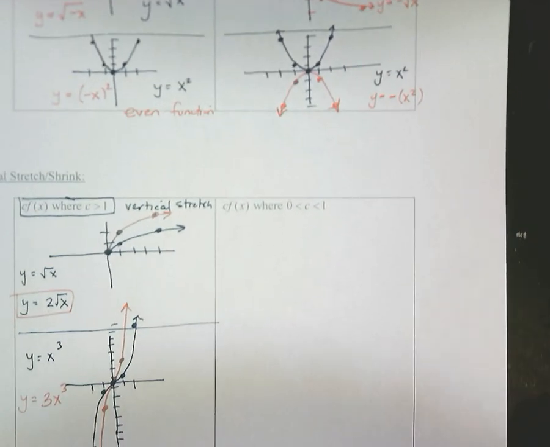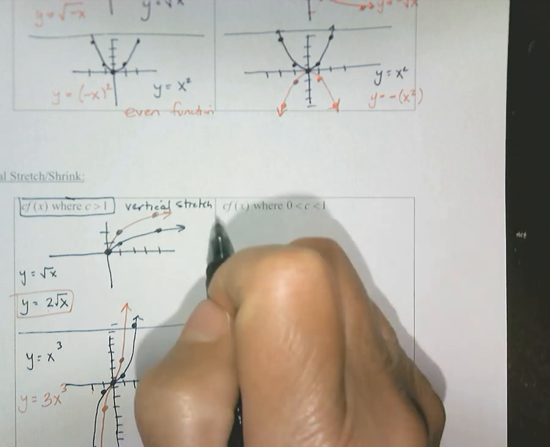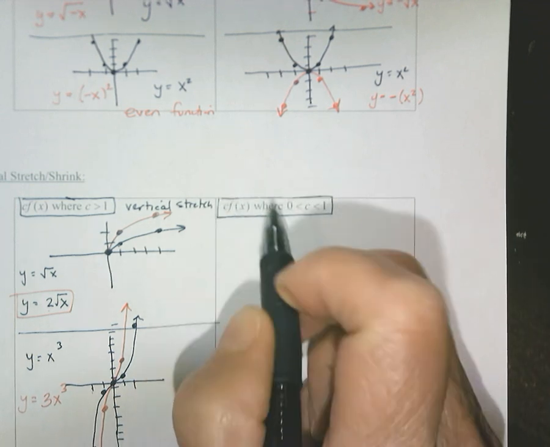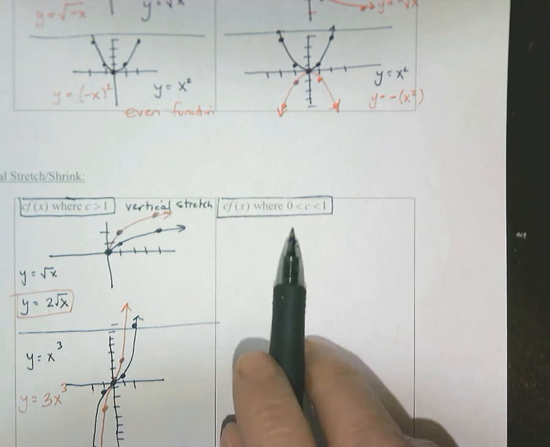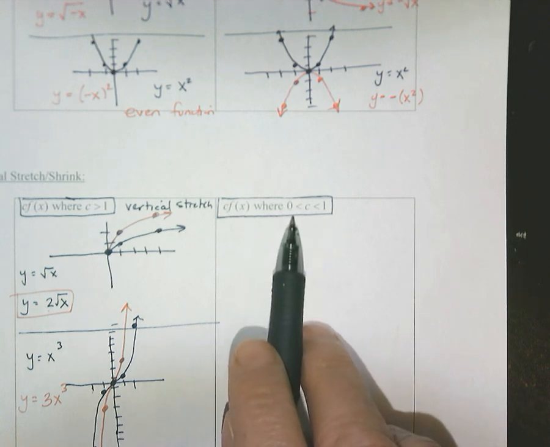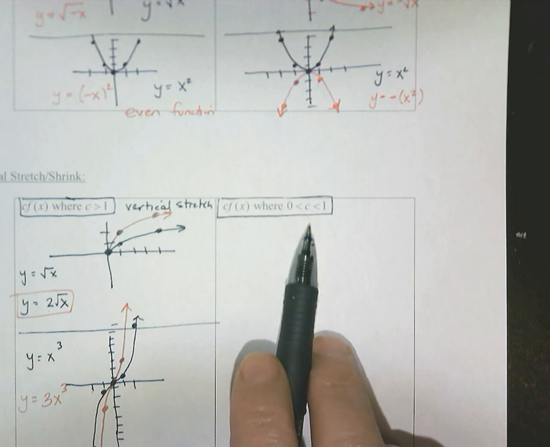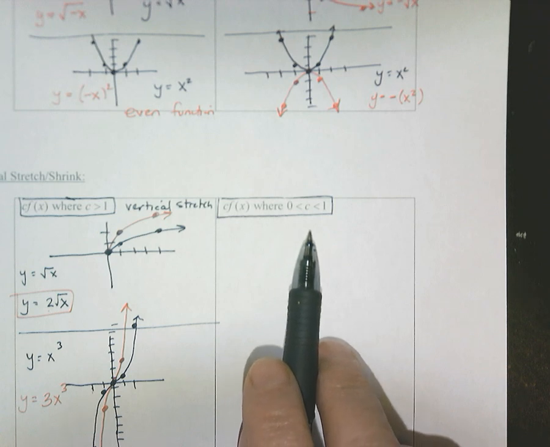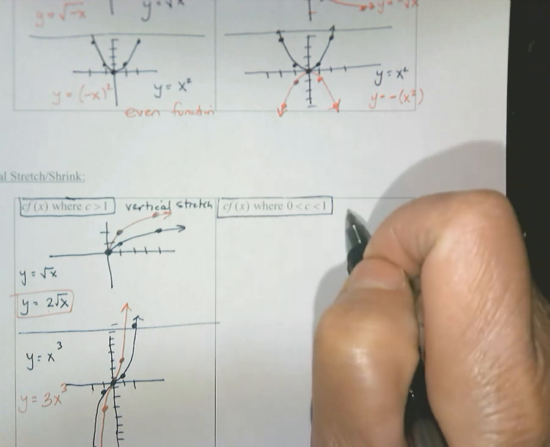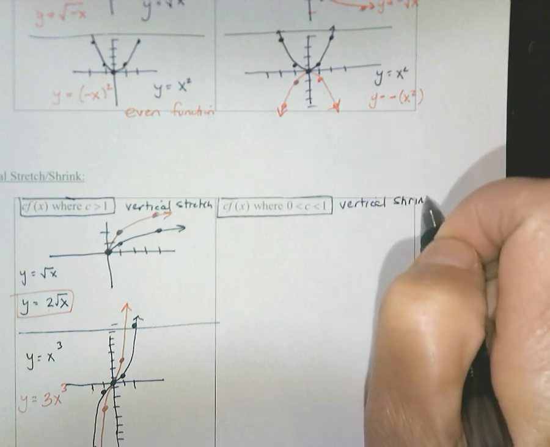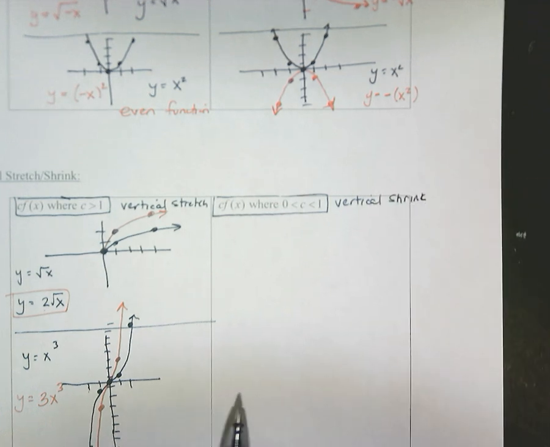Now for a vertical shrink. You're still multiplying the y value, but now the value that you're multiplying the function by has got to be a number between 0 and 1. I don't use numbers less than 0 because then we start looking at reflections. So as long as it's between 0 and 1, like 1/2, 0.3, 7/8, any of those are going to be a vertical shrink.